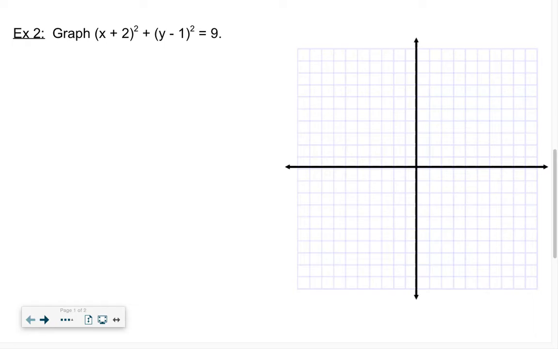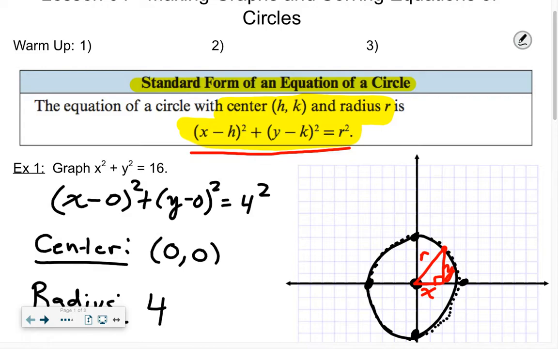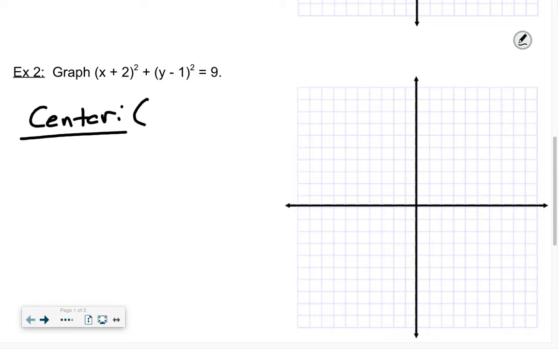For example number 2, obviously our h and k value are not 0 anymore. What's our h value? Positive 2 or negative 2? Yeah, per the definition, because it was a minus sign, if we take a look at it again, minus h, minus k, it's always the opposite. Negative 2, positive 1. Radius would be what, Dean? 3. Yep.